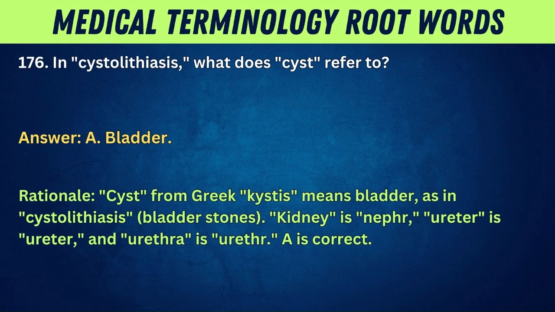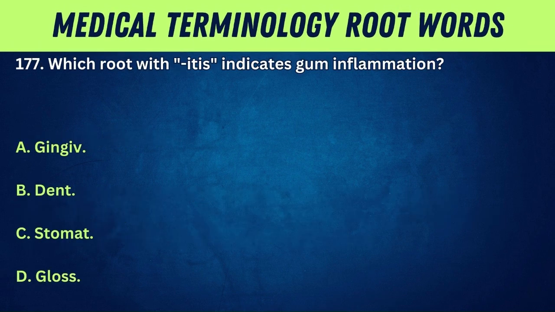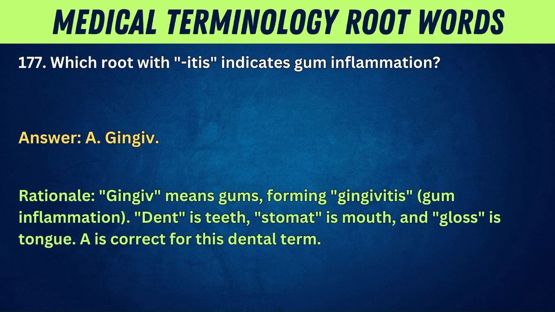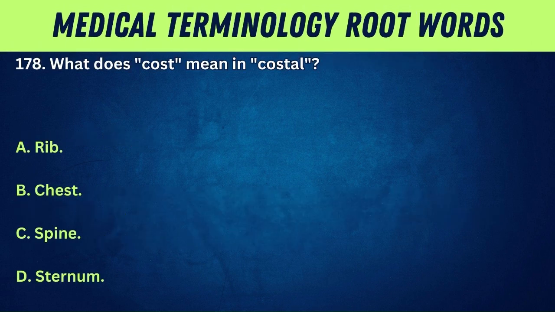A is correct. 177. Which root with itis indicates gum inflammation? A. Gingiv. B. Dent. C. Stomat. D. Gloss. Answer: A. Gingiv. Rationale: gingiv means gums, forming gingivitis, gum inflammation. Dent is teeth, stomat is mouth, and gloss is tongue. A is correct for this dental term.